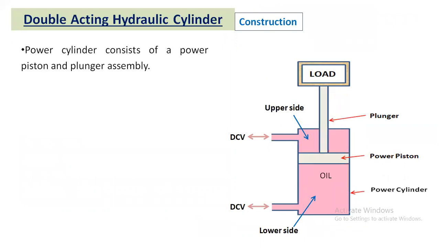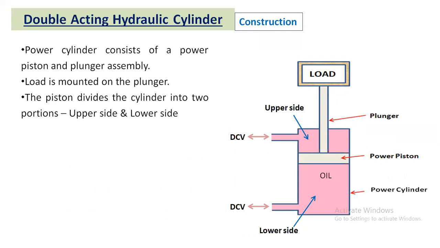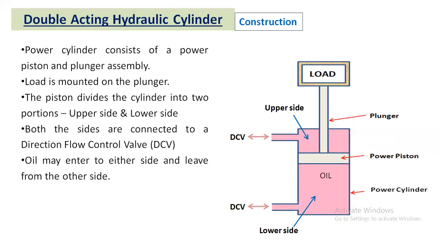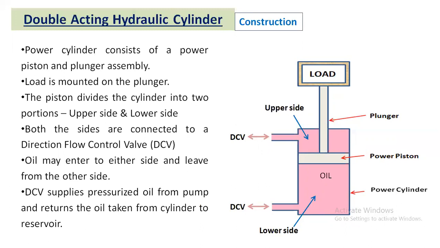Let's see how double acting hydraulic cylinder work. First of all, I will tell you about its simple construction. So it contains a power cylinder. There is a power piston. Plunger is connected to piston. Above the plunger, there is load. We can divide the cylinder into two parts, upper side and lower side. Both the sides are connected to direction control valve.